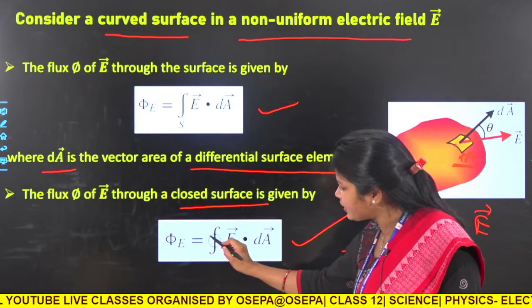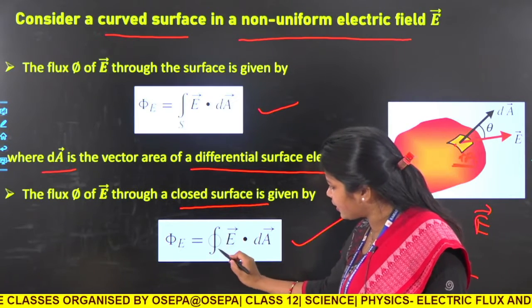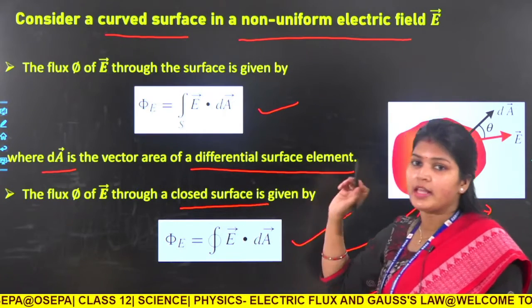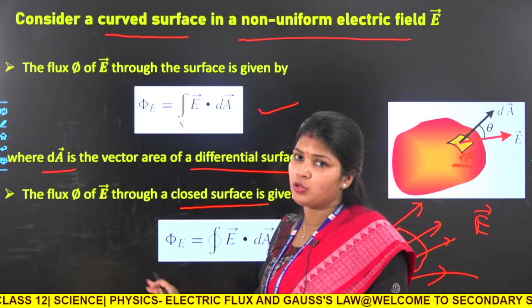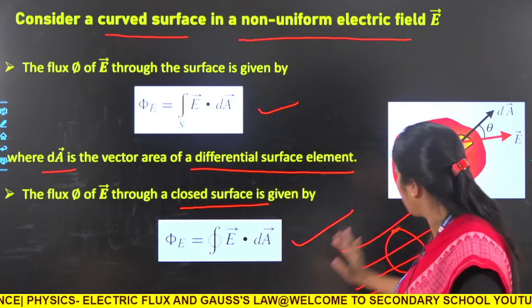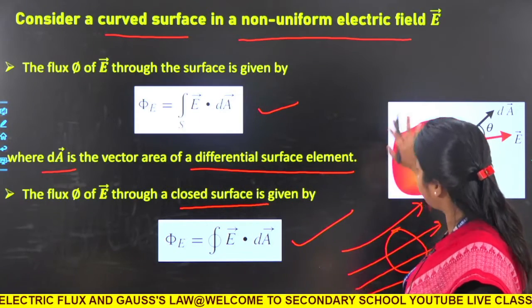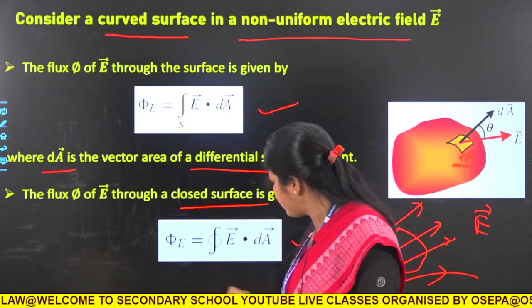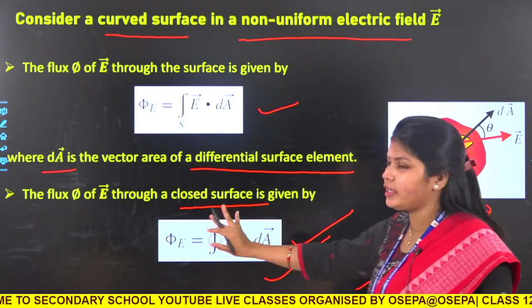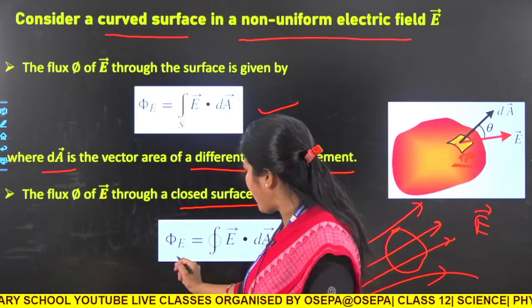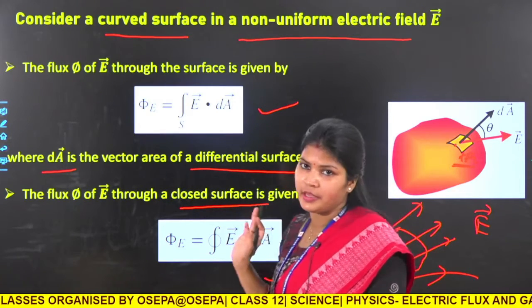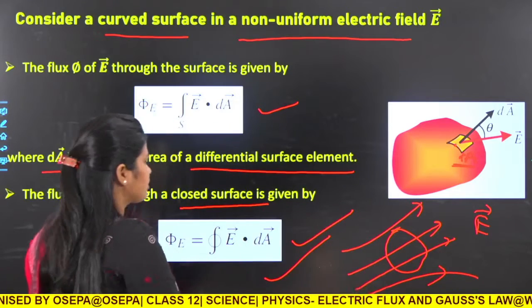See, this circle in the integral sign symbolizes that integration is carried out over the closed surface, the total surface. Okay, so that's why this is the general formula of electric flux, that is phi is equal to the closed surface integral of E dot dA.